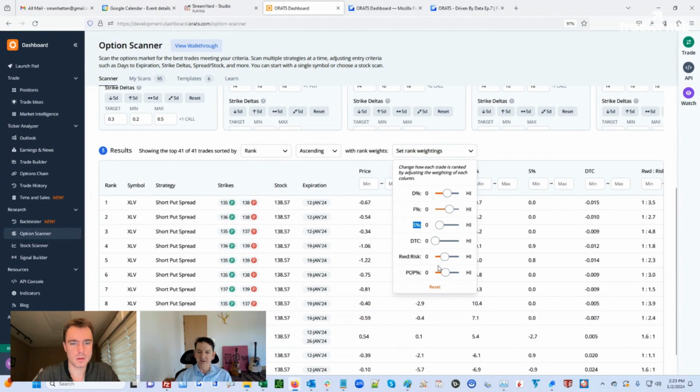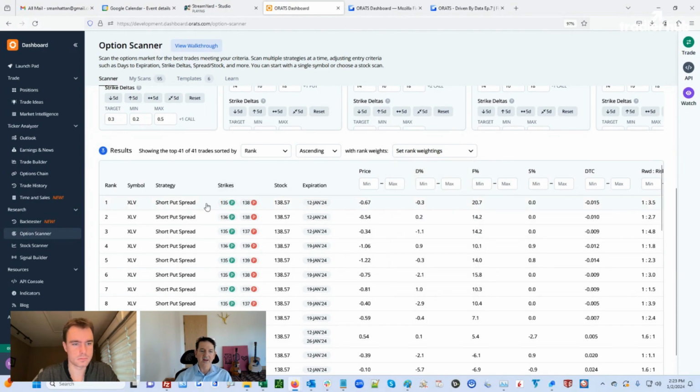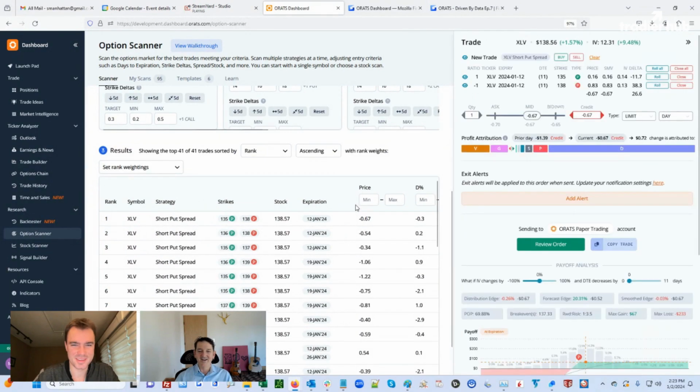Reward to risk. I like those because that's the trade-off: probability of profit, reward to risk. Those are things I like to sort on. So that's why they like a short put spread. Should we do a short put spread or my call calendar? Let's do a put spread. All right, I knew you were going to say that. All right, XLV. So let's look at a couple of these put spreads and see how we feel about it.